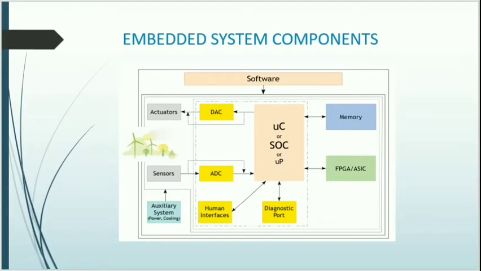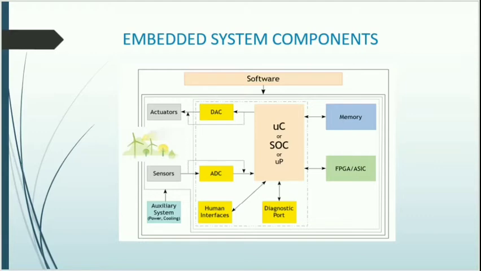And the second one is FPGA or ASIC. These two are integrated circuits which are meant for certain purposes, so depending upon the requirement we choose either of them. And the third one is the diagnostic port. Nowadays most systems require maintenance. These are used to analyze the system performance and debug or diagnose various fault conditions.